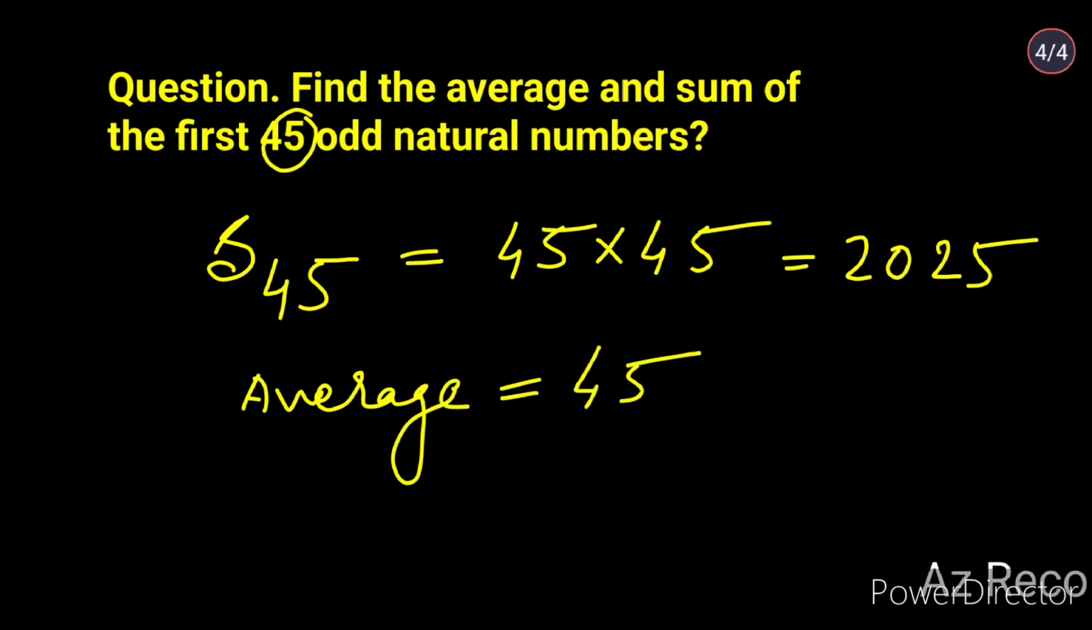Now in the next video we will find the average and the sum of the first even numbers. This is the trick. The average will be given in the question directly. The sum can be found out by n squared, the formula n squared. Okay.